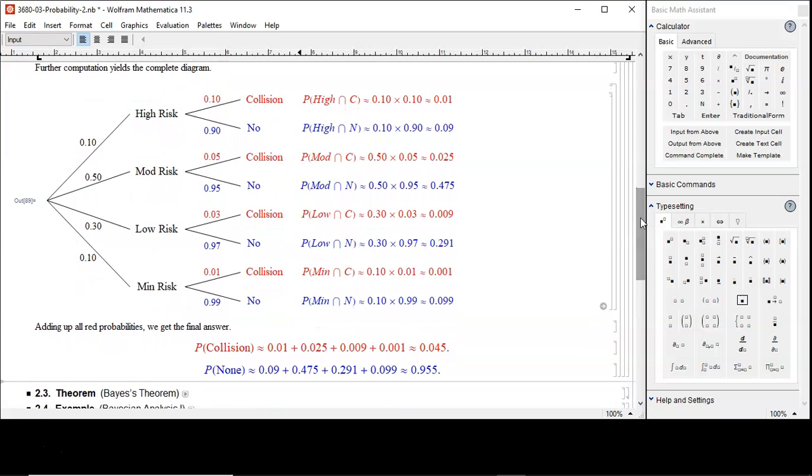Now here's the final answer. Probability of getting a collision one way or the other. First multiplication, that's for high risk drivers. Second multiplication, moderate. Third multiplication, low risk. And finally, minimum risk. Add them all together, and we get getting into an accident one way or the other. And do the same thing for all those blue: no accident, no accident, no accident, no accident. And then please note that we end up with complement probabilities. They add up to 1.